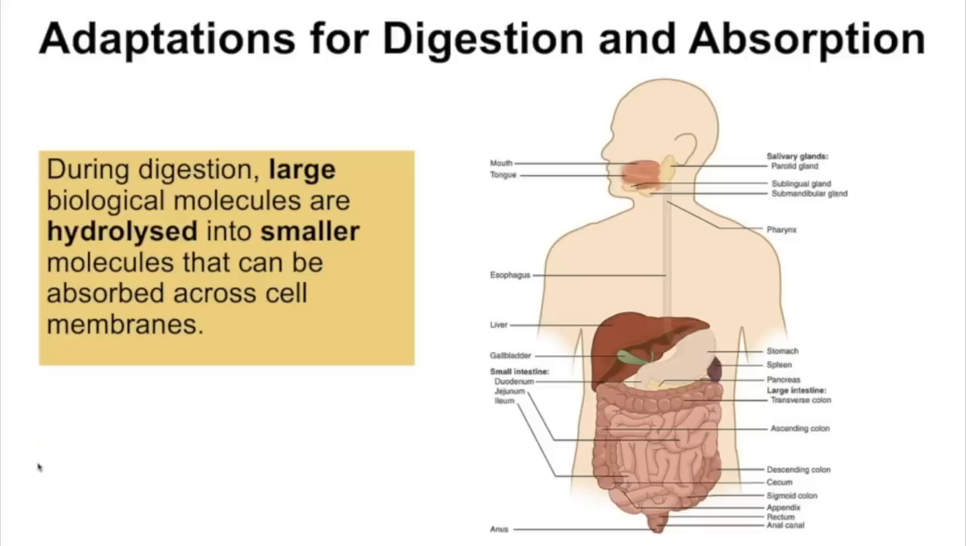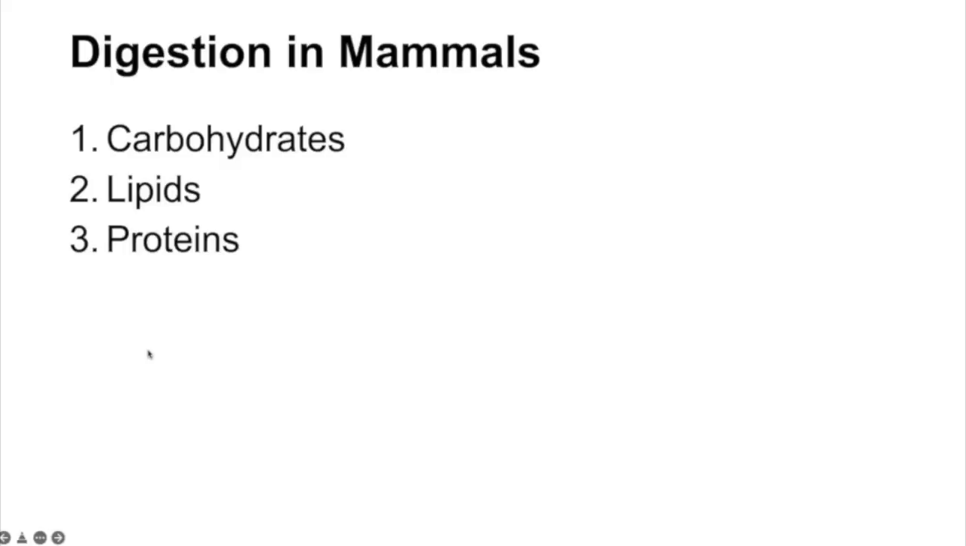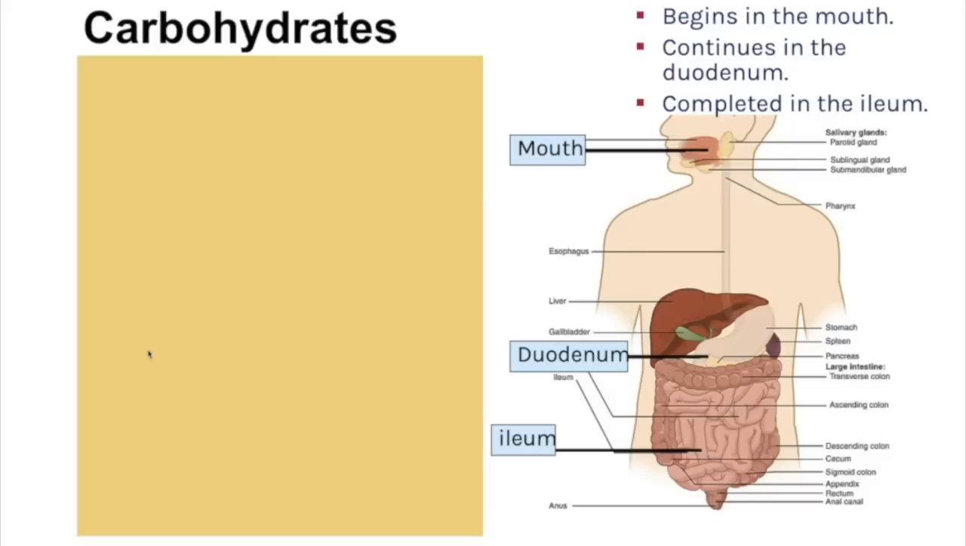So we now move on to digestion and absorption. And during digestion, large biological molecules are hydrolyzed into smaller soluble molecules which can be absorbed across the cell membranes. Now there's 3 biological molecules that you need to know the digestion of, and that's carbohydrates, lipids and proteins.